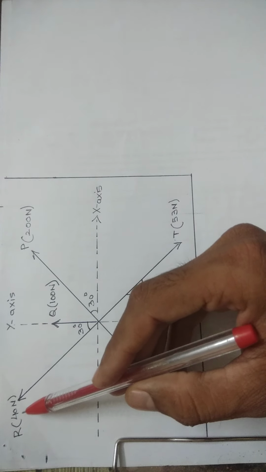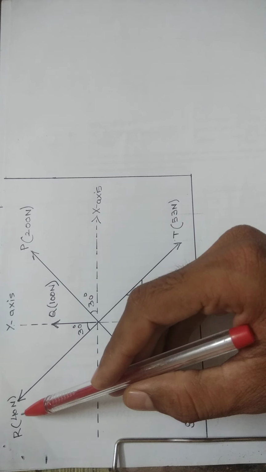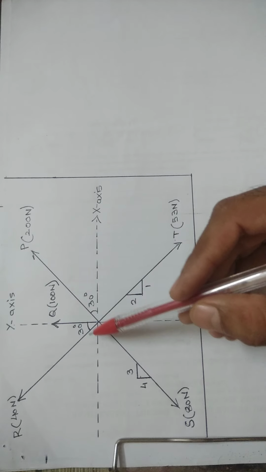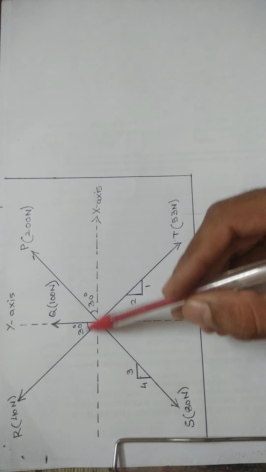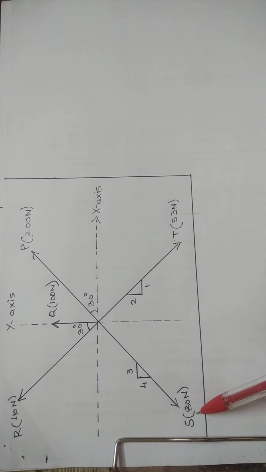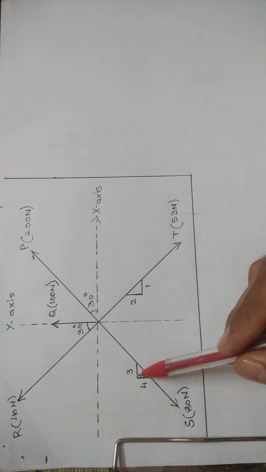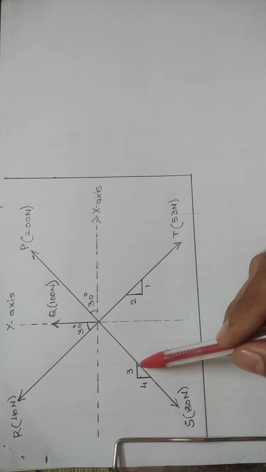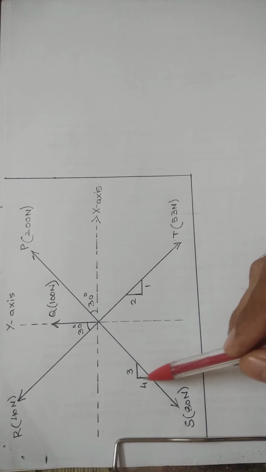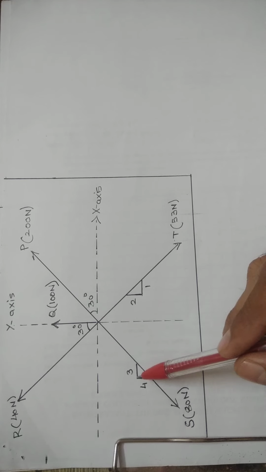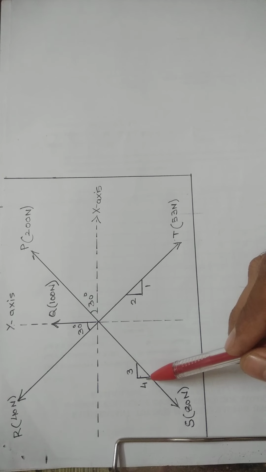Then there is the R force, which has a magnitude of 40 Newton. It is making an angle of 30 degrees with the vertical. Next is the S force of 80 newtons, which is making an angle. First we have to find out its angle. Here the horizontal distance is given as 3 and the vertical distance as 4. That means it is given in the form of slope, so we have to find out the angle for this 3 by 4.